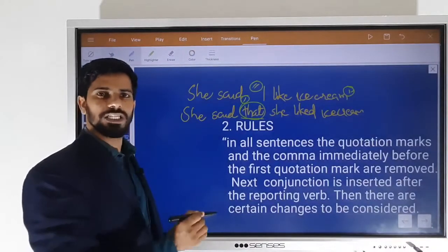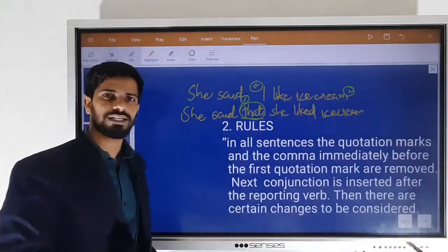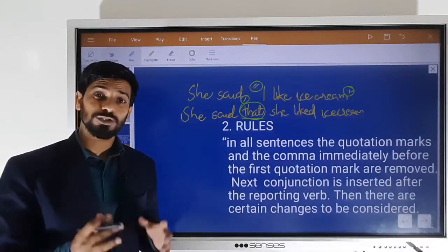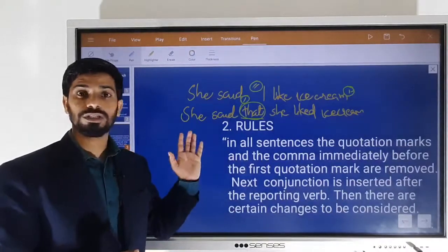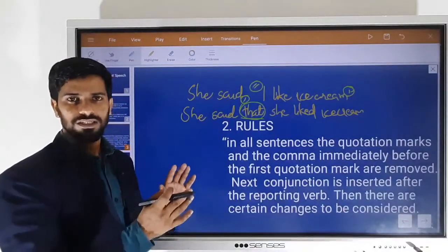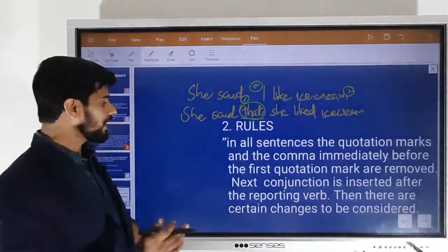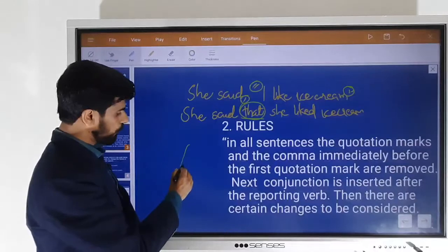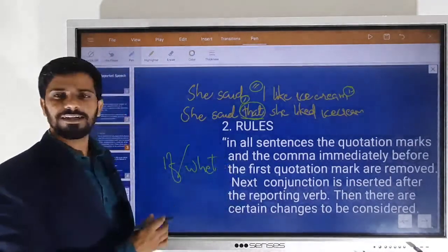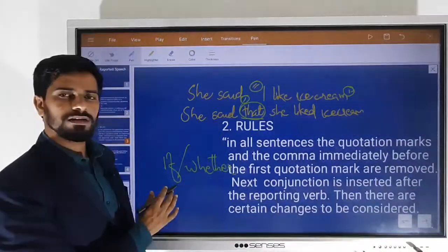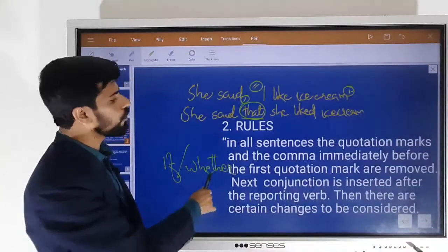And if it is a question word, the conjunction changes. There are two types of questions, you already know, right? What are the two types of question? Yes or no type question and WH questions, right? So if it is a yes or no type question, when you convert the yes or no type question into reported speech, the conjunction you have to add is if or whether. This is the conjunction you have to add in a yes or no type question. So at this place, you will be adding if or whether.